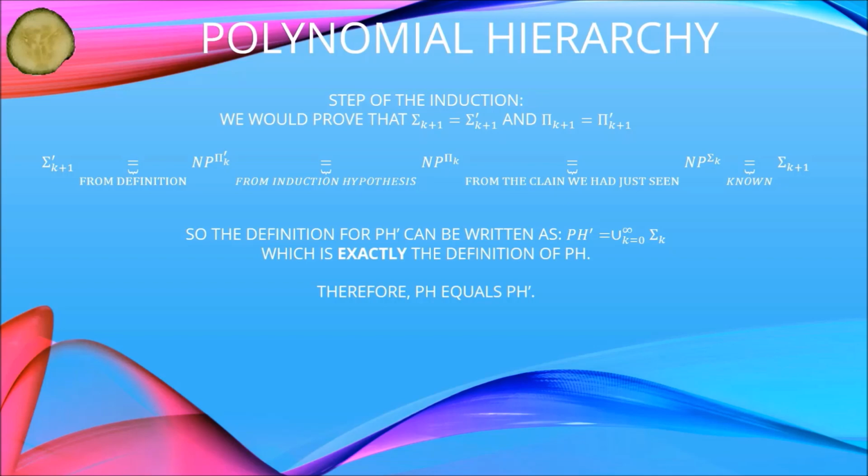So the definition for PH' can be written as PH' equals the disjunction of k equals 0 all the way to infinity of Σk, which is exactly the definition of PH. Therefore, PH equals PH'.